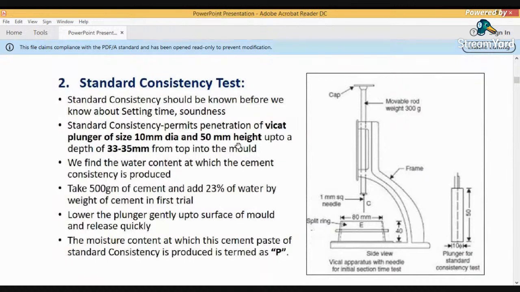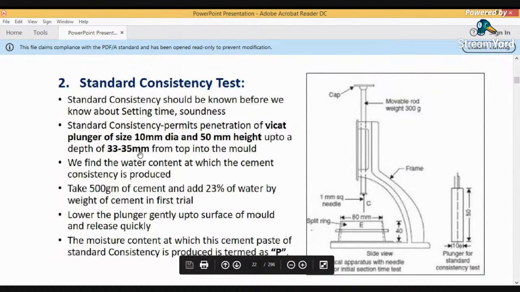from a certain height. We release the Vicat plunger from a certain height, and it should fall gradually. And the needle you are seeing, the needle size is 1 millimeter square. The needle should show a penetration of 33 to 35 millimeter from the top of the mold.